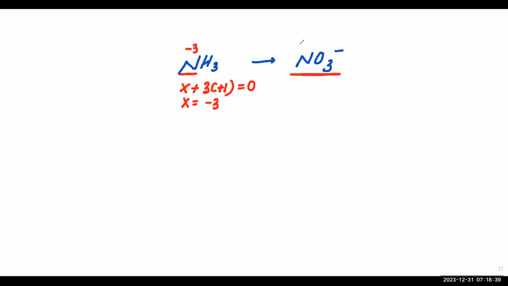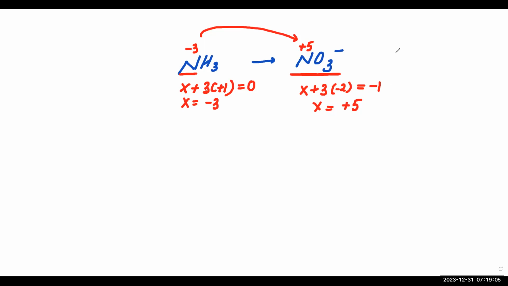Is plus 5. Who is this? Arhana. Very fast. Very good. You assume it as X. There are 3 oxygens. Each oxygen is minus 2, so minus 1 in total. So X is plus 5. Algebra. Going from minus 3 to plus 5: oxidation, reduction.